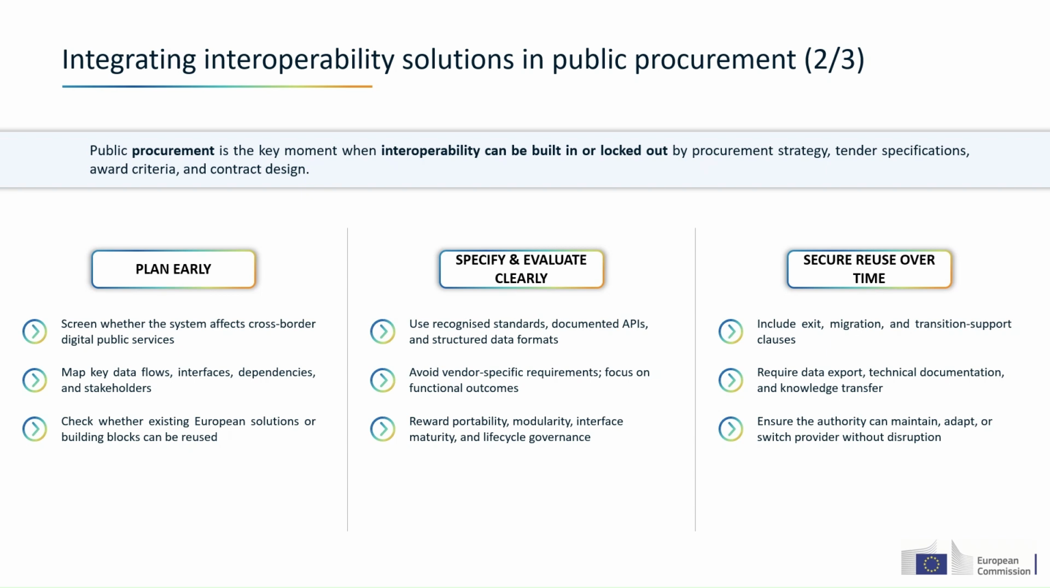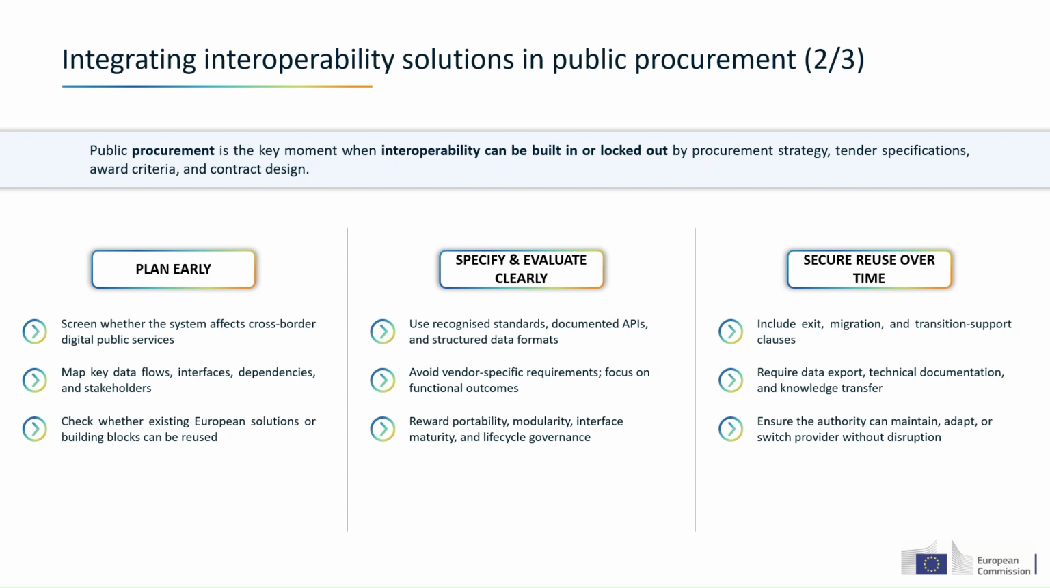The second slide translates the chapter into three practical messages for public buyers. First, plan early. The guidelines encourage authorities to screen whether the system may affect cross-border interoperability, to map data flows and dependencies, and to check whether existing European standards, tools, or building blocks can be reused before creating something bespoke.